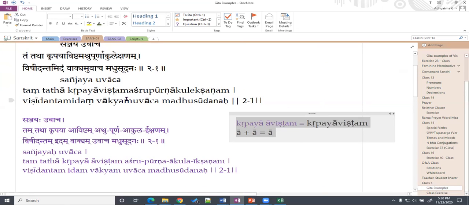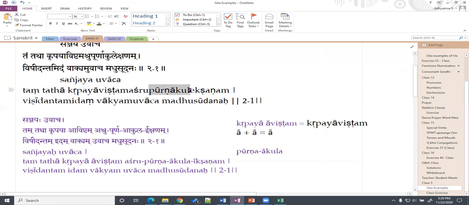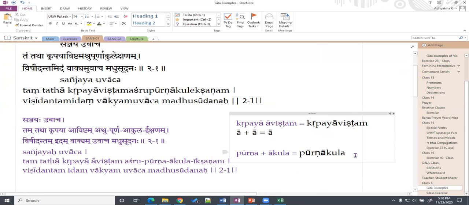Another example you can see here is purna and akula. And this has become purnakula. You will be seeing here A, that I'll explain later how it become A, but purna plus akula will become purnakula. So in this example, we have akara plus akara is akara. So I hope that is clear to you.